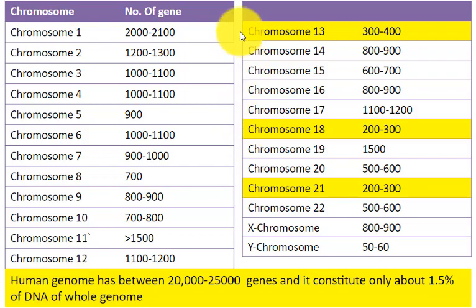Today I'm going to answer the question: why do we get live birth with only a few trisomies? We get live births of trisomy 13, trisomy 18 and trisomy 21. Trisomy 13 is Patau syndrome, 18 is Edwards syndrome and 21 is Down syndrome.